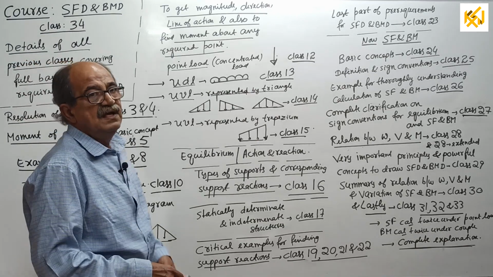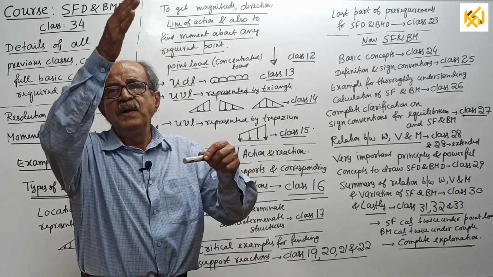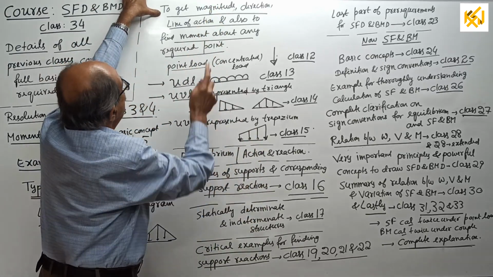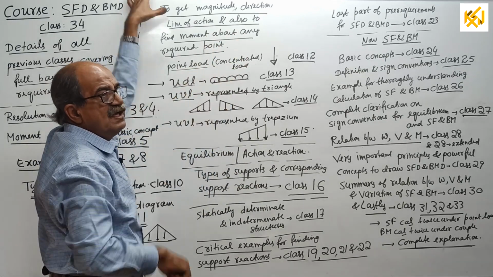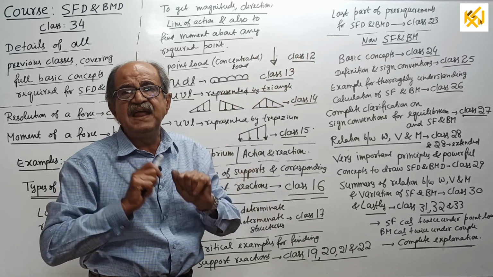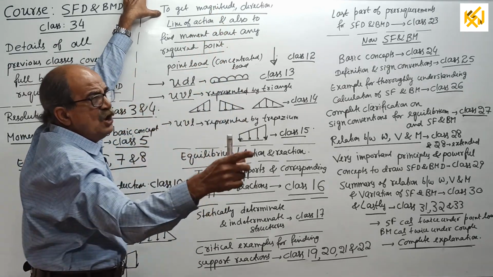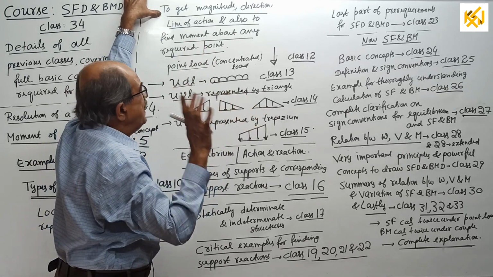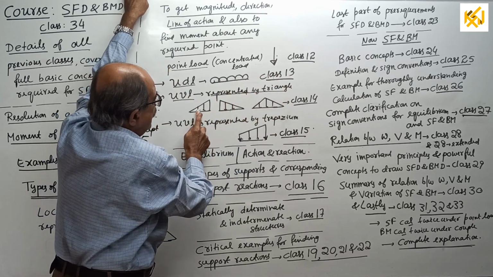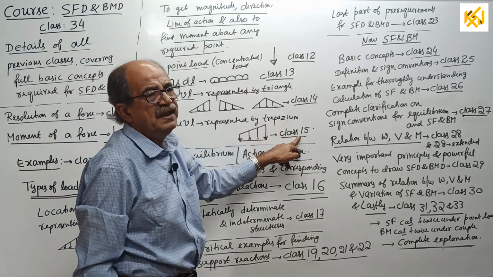Then, for shear force, you require force. For bending moment, you require moment of the force. So magnitude of the force you require for shear force, moment you require for bending moment. Of course, their sign convention is there, the concept is changing, but basically it is the same. When you want to find shearing force, you require magnitude. When you find bending moment, you require moment. How to find it? For point load, class 12, UDL, class 13, UVL represented by a triangle, class 14, represented by a trapezium, class 15.